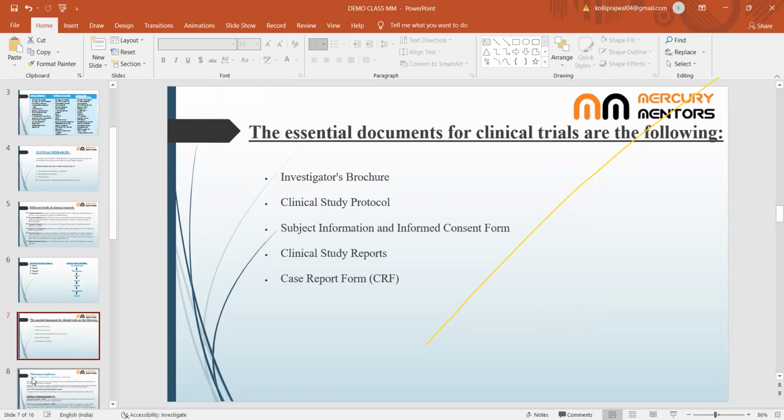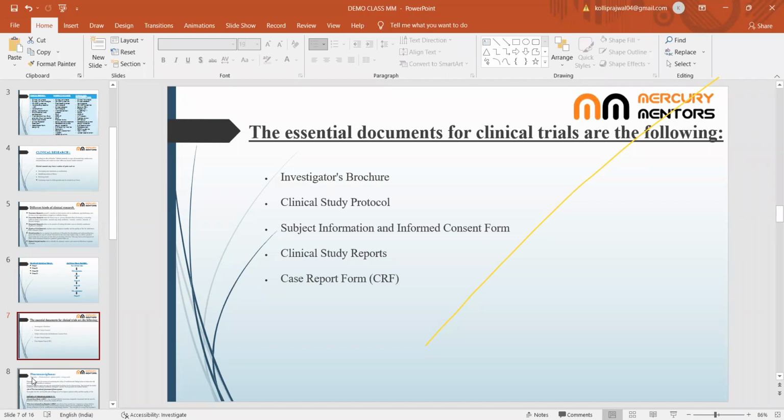There are some essential documents for clinical trials. Okay, without these essential documents, we will not get any approval from the regulatory bodies. So these documents are really important. Okay, and we have to maintain these documents till the completion of the clinical trials. So what are the different documents? The first one is investigator's brochure.